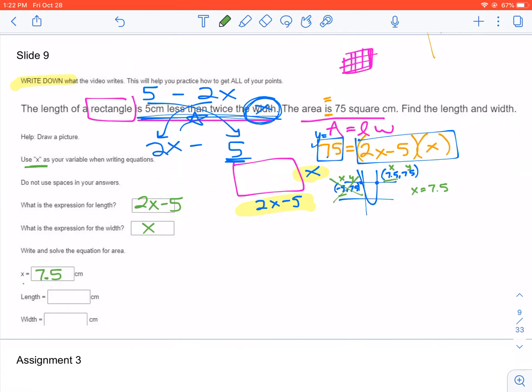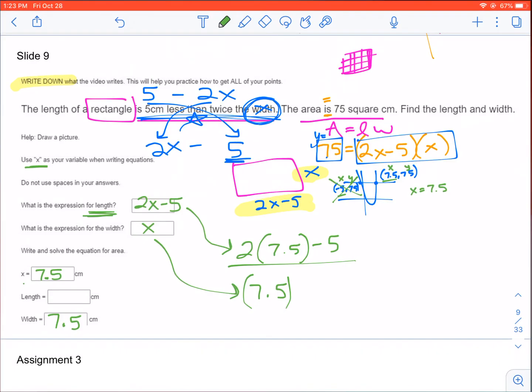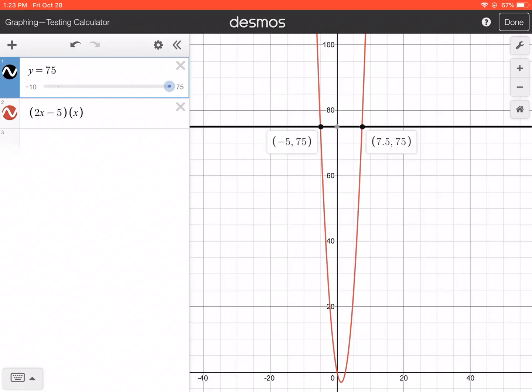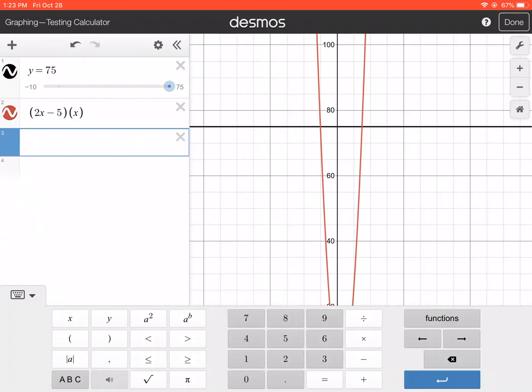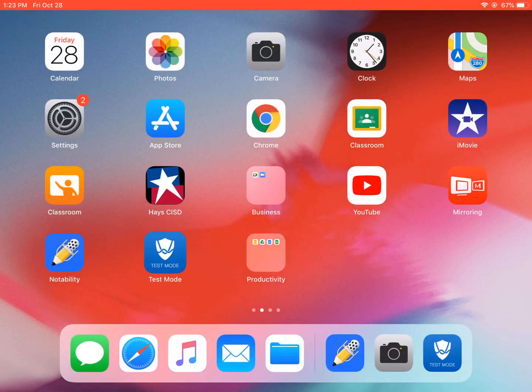So now we need to plug in those numbers. So if x is 7.5, to find the length, we would say 2 times 7.5 and then minus 5. That's going to be how we find the length. And the width is plugging in 7.5 where x is, and that's all that's there. So that one's just 7.5. So let's go in on Desmos and type that in so we can figure out what the length is. So we have 2 times 7.5 minus 5. And the answer for our length is going to be 10.